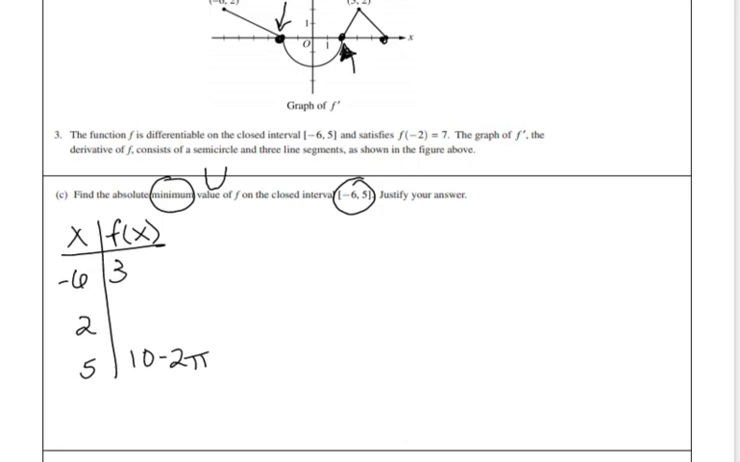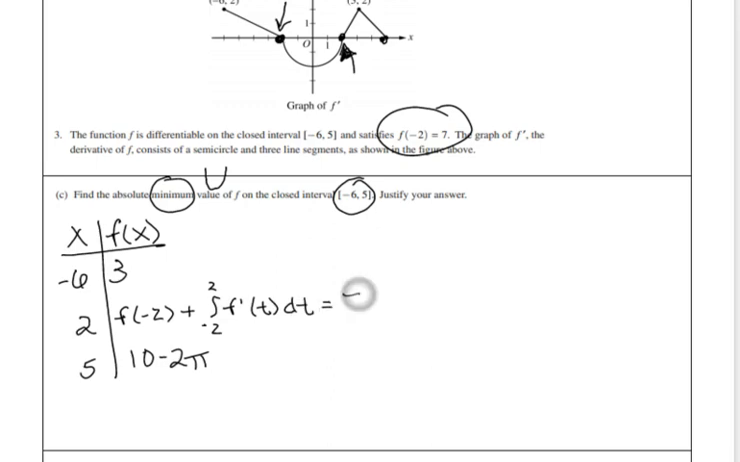In order to get f of 2, we're going to have to start with that initial value again. So f of -2 equals 7. So we're going to start with f of -2, and we're going to do plus the integral from -2 to +2 of f prime of t dt.